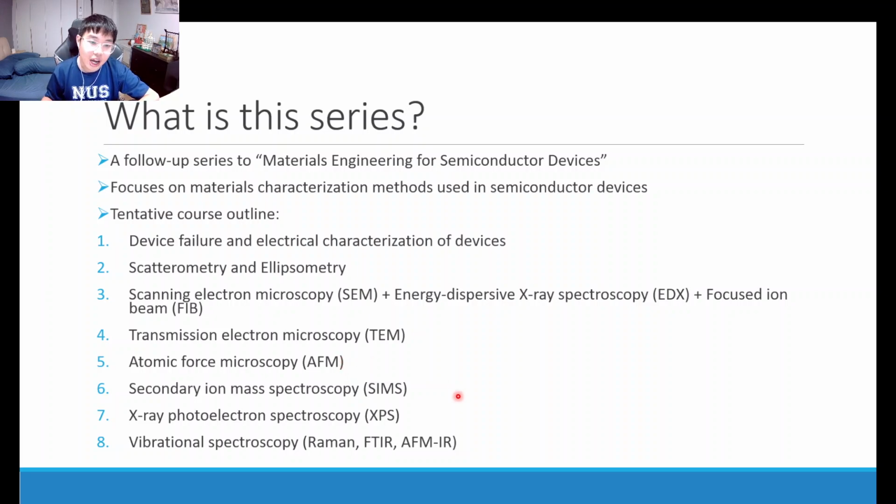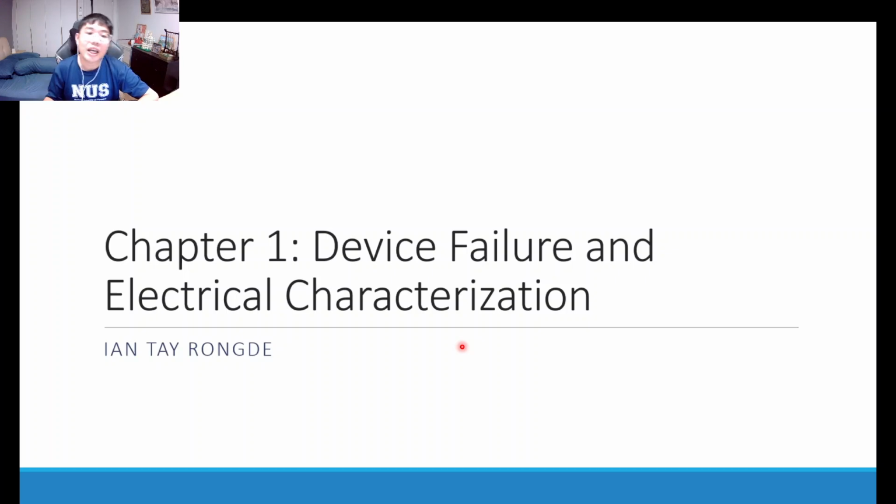In the sixth video, I will cover secondary ion mass spectroscopy. Subsequently, I'll talk about X-ray photoelectron spectroscopy, and I'll conclude this entire series with a pretty interesting topic of vibrational spectroscopy encompassing Raman, FTIR as well as AFM-IR, which is a very interesting and useful technique. So let's begin on the first chapter, which is on device failure and electrical characterization.